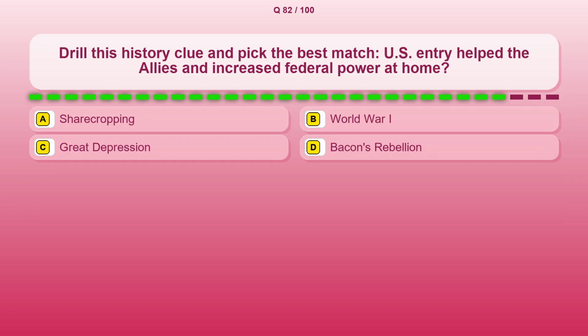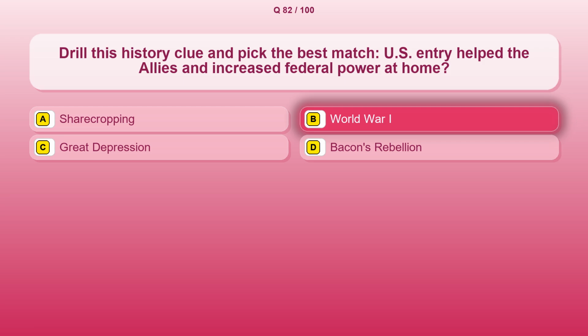Question 82. Drill this history clue and pick the best match. US entry helped the Allies and increased federal power at home. Option A, Sharecropping. Option B, World War I. Option C, Great Depression. Option D, Bacon's Rebellion.